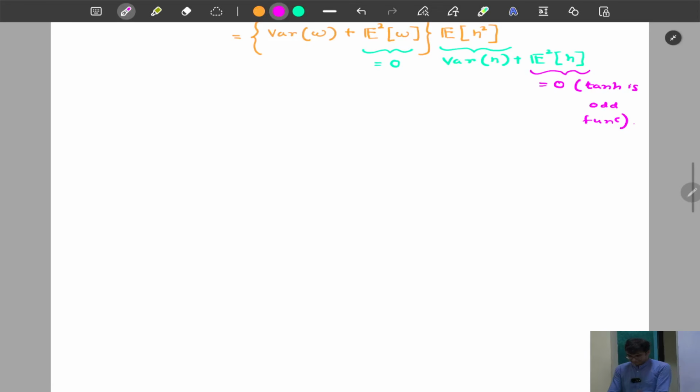So then what am I getting after this multiplication now? What am I getting? Sigma w square multiplied by variance of H. That's the only term that is surviving, right? So this is equal to sigma w square multiplied by variance of H. This is the only term that is going to survive.